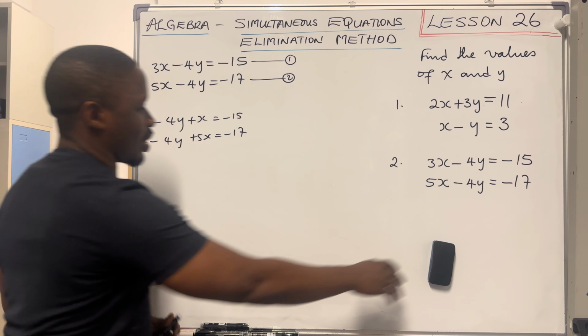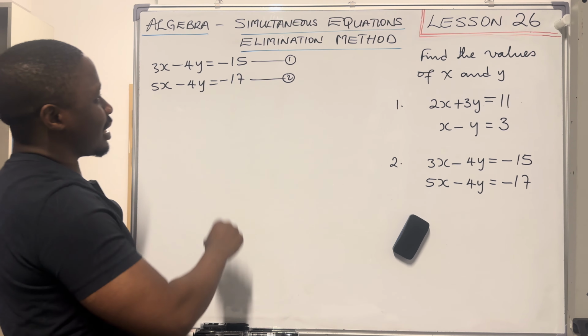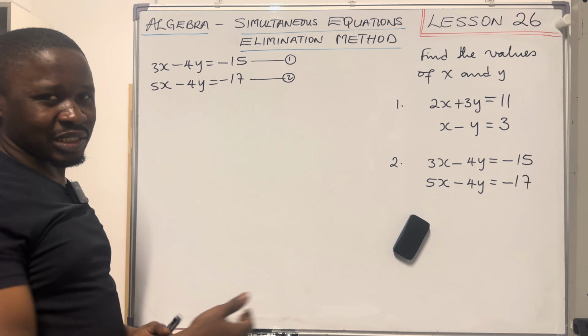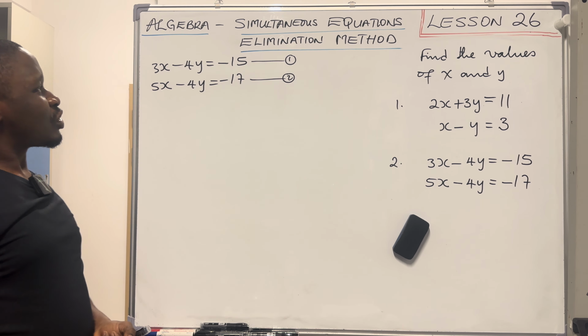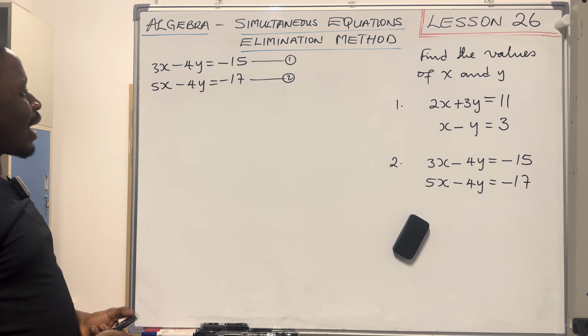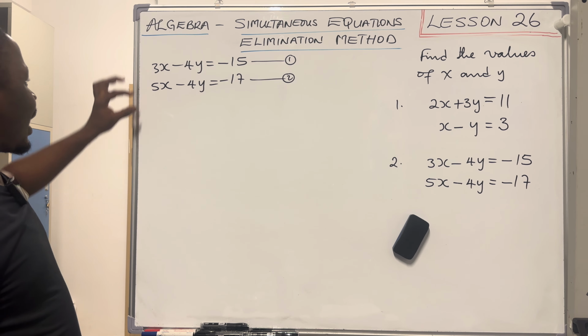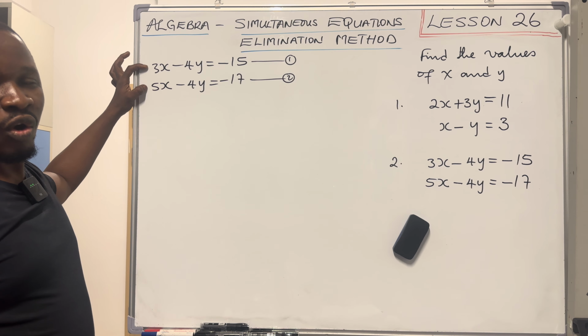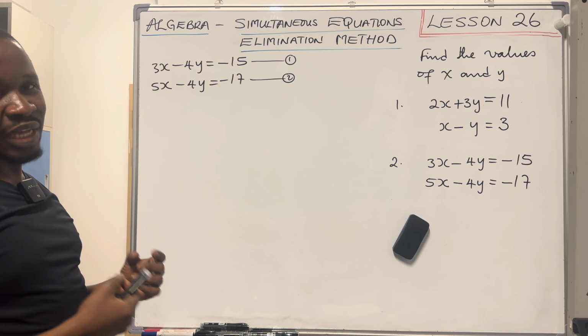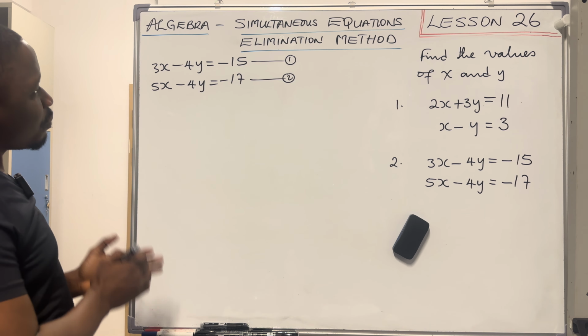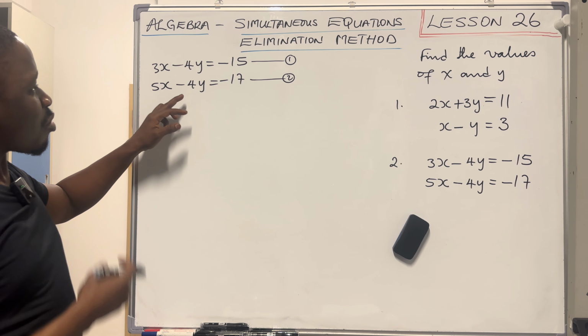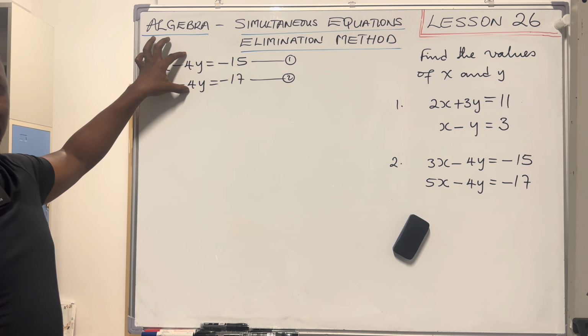Now we have labeled them, x in the same position, y in the same position. The next thing is to make sure that the constant terms are on the right hand side, and of course they are on the right hand side. Okay. So the next thing is we want to make sure that the x coefficients are equal or the y coefficients are equal. But we are so fortunate that this problem comes with equal coefficients.